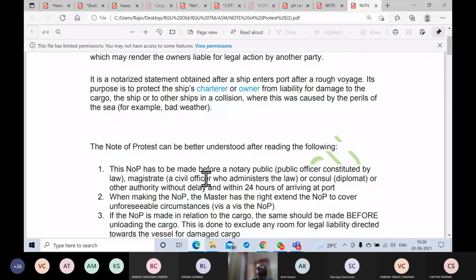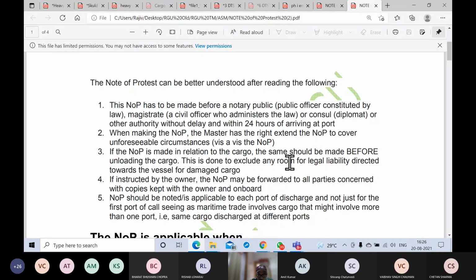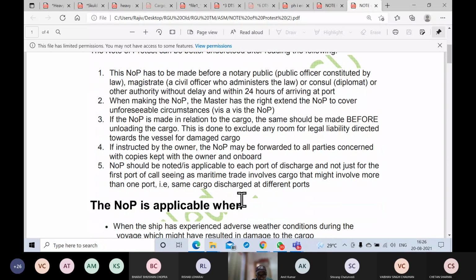Now, this is important. If this is being made in relation to cargo, then this should be made before unloading cargo, before breaking bulk, so that there is no liability for damaged cargo. This should be done if you are making an NOP in relation to cargo. This should be done before unloading cargo, immediately on arrival rather. After you have made it, got it notarized, stamped, then it should be extended to all concerned parties.